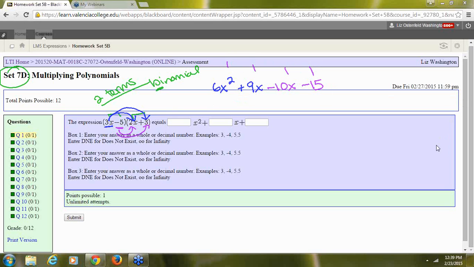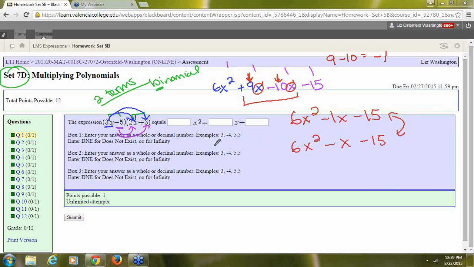Now I want to combine like terms as much as possible, which I see here 9x and negative 10x are like terms because they both have the x variable with the same exact exponent that happens to be 1. That means that we can actually combine the coefficients, which in this case are 9 and negative 10, which is negative 1. So my final answer here is going to be 6x squared minus 1x minus 15. This can also just be written as 6x squared minus x minus 15. These are totally equivalent. They mean the same exact thing.